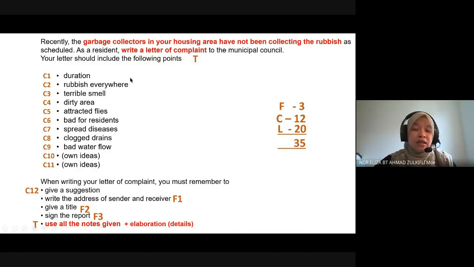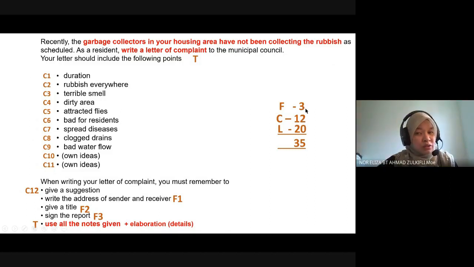Let me get your attention. For content, it is 12 marks. You have got content point number 1 to content point number 11 here. And then look at where content point 12 appears. Content point number 12 appears right here, which is to give a suggestion. So for this letter of complaint, you need to give a suggestion, and then you have got to add in everything from content point number 1 until content point number 12. When you have done all this, then only you will get your 12 marks.